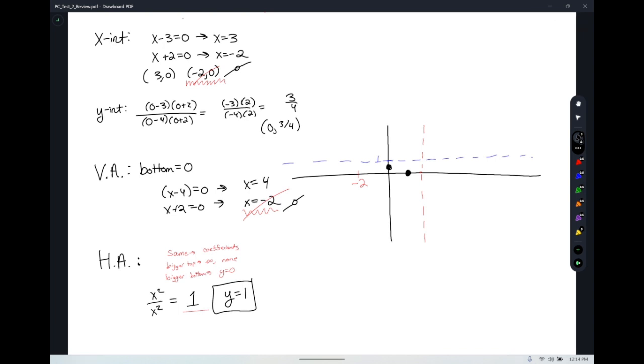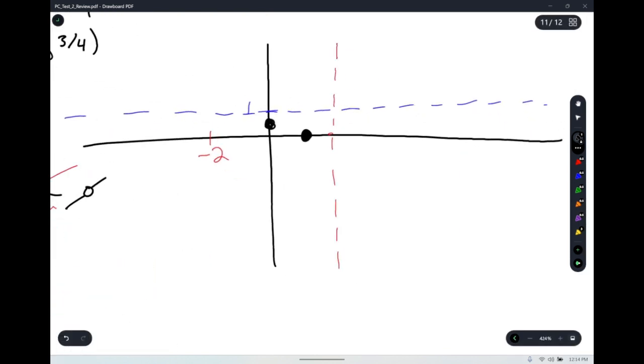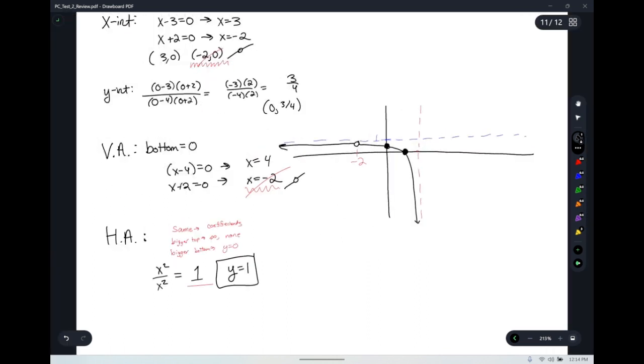I think I know what's going to happen near that red side. It's going to go down, don't you think? And then it's going to go like this. And actually, without even testing any points, I know what's going to happen on the right side. It's going to go like this. Top or bottom? Top. Why top and not bottom?